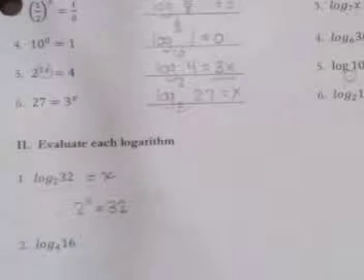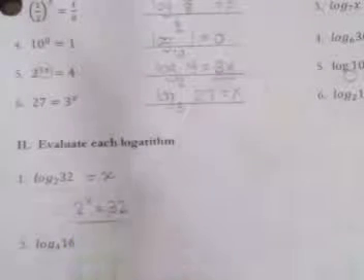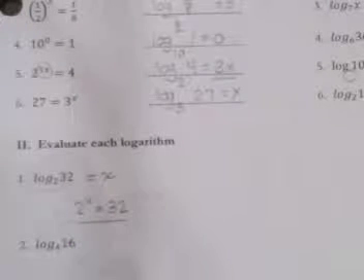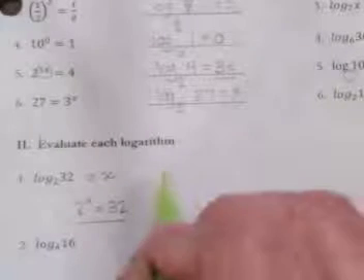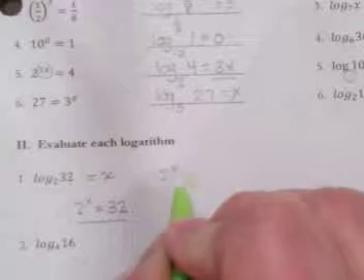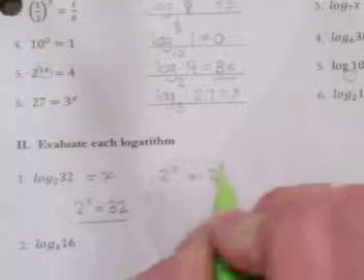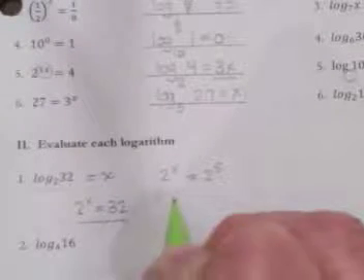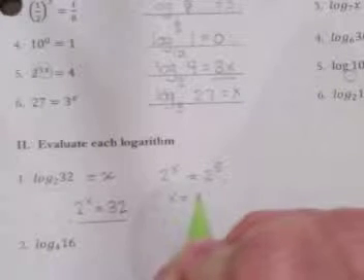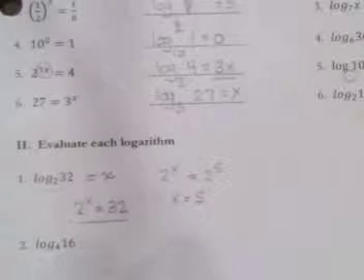We practiced that in the last video. So this becomes 2 to the x power equals 32. And then I know, based on what I learned on Tuesday, that I have to rewrite this with the same base. And if I do, then I can set my exponents equal to each other. So this becomes 2 to the x power equals 2 to the 5th power. And that leaves me with x being 5.